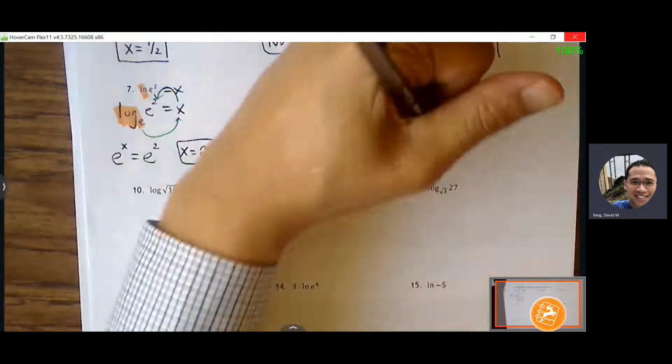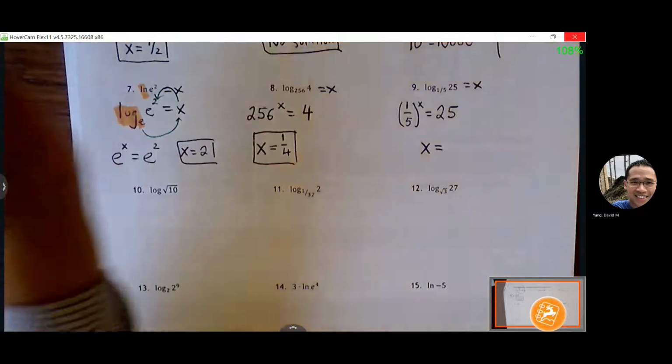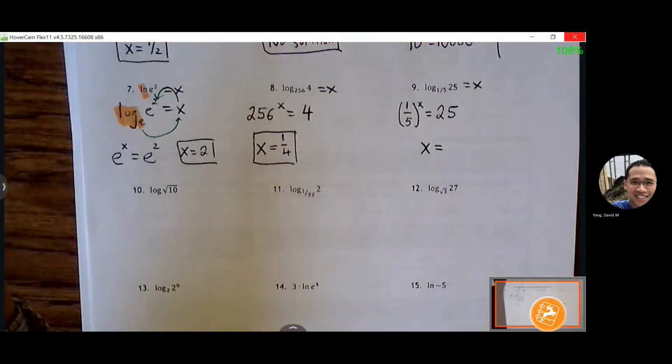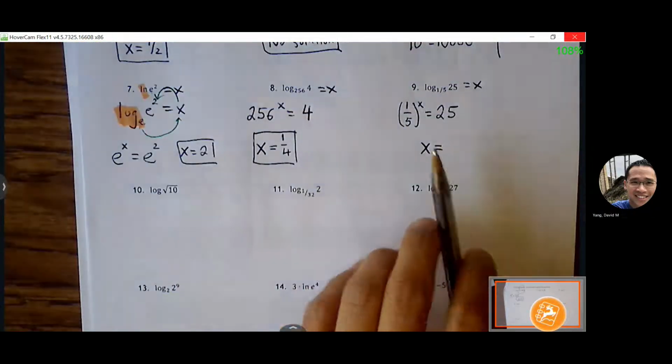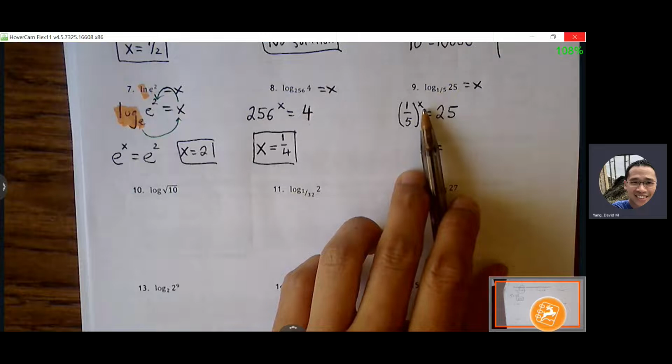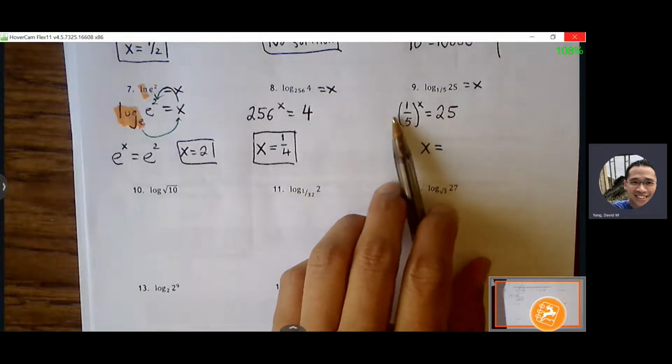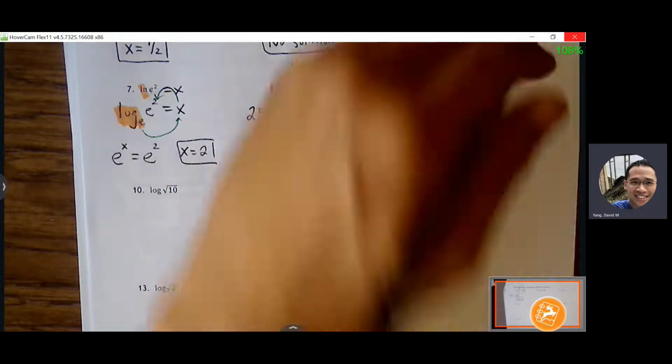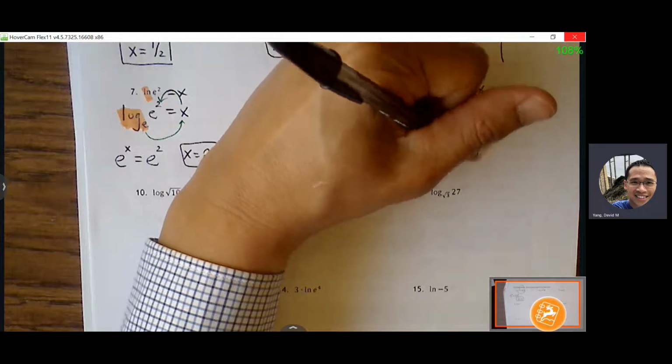Okay, what did you guys get for 9? Yeah, 5 squared will give me 25, but I want that 5 to be in the numerator, so I have to flip it. I need a negative in front.